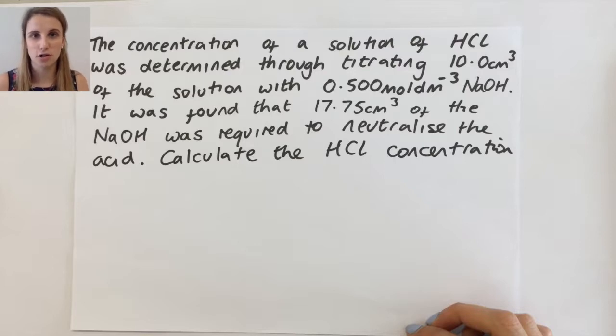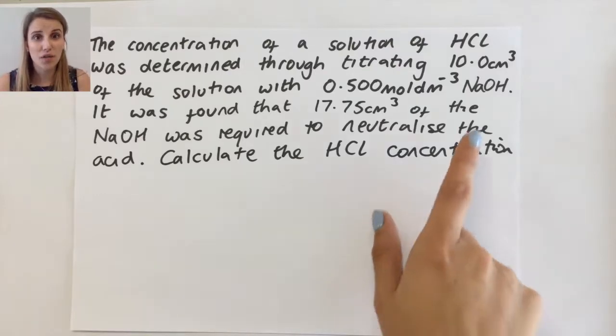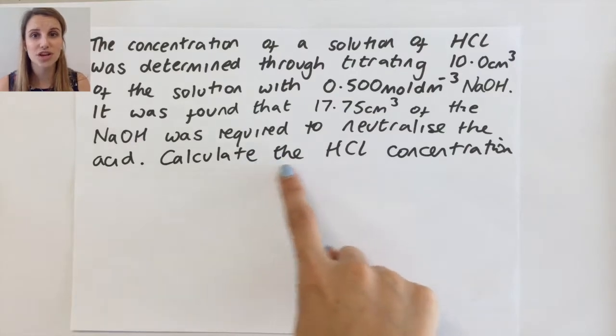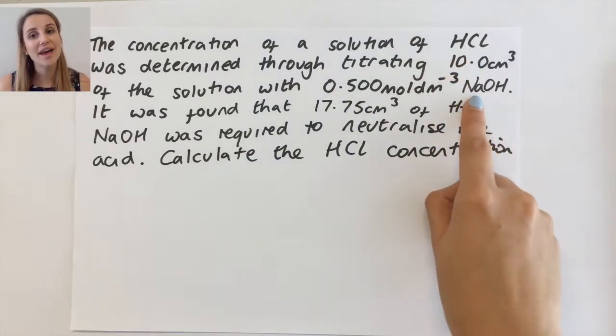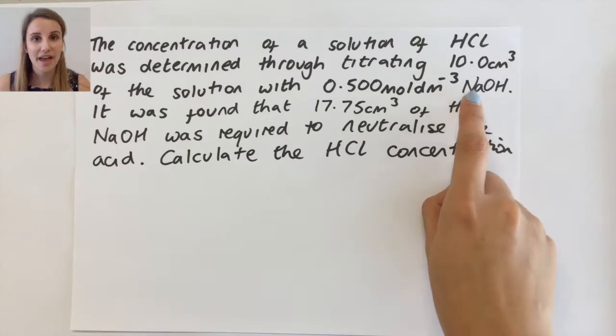Calculate the HCl concentration. Right, the reason that people get super scared by things like this is that there's a lot of words and a lot of numbers, and what I'm going to teach you today is how to break that down into something a little bit simpler. The first thing you need to do is to work out what is going on and what two things you are reacting together. In this case, you've got HCl reacting with NaOH.